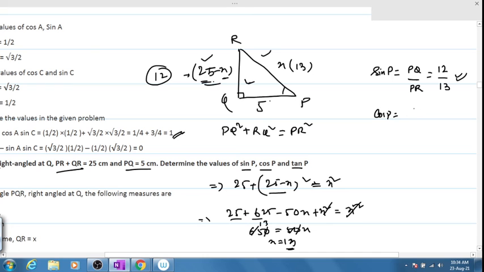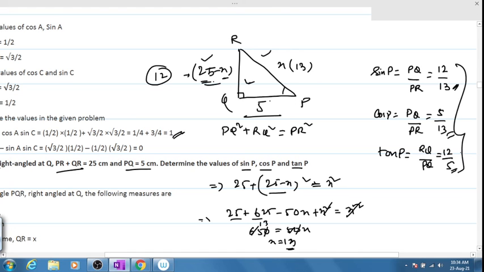Cos P will be how much now? PQ by PR, 5 by 13. And what will be tan P? Very good, 12 by 5. RQ by PQ. Understood? Is this 3 clear to everyone?